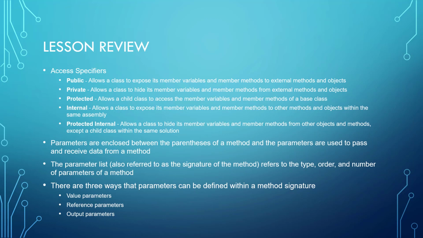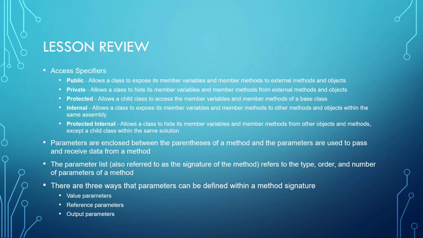All right. We also learned that parameters can be used within a method. Parameters are optional, but when you do have them, they are enclosed between the parentheses of a method, and the parameters are used to pass and receive data to a method or from a method. So the parameter list, also referred to as the signature of the method, refers to the type, order, and number of parameters defined as part of that method signature.